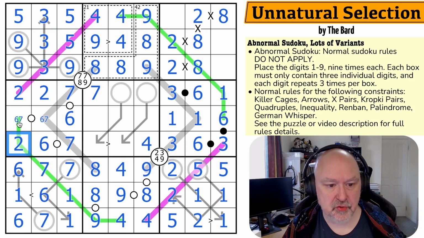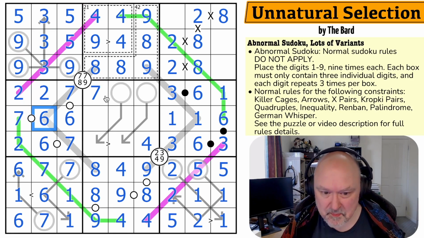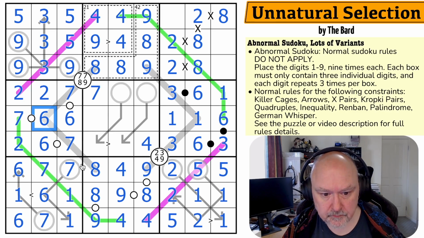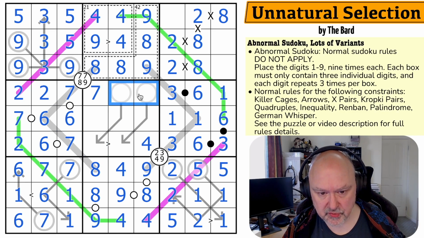How am I going to... Oh, 2 can't go next to 6. That's the 7, that's the 6. This puzzle is amazing. So, what digits haven't I used enough of? These can't be 8 or 9. I can't put 7 on an arrow. So what are the digits I've got? I am actually going to fully pencil mark this.